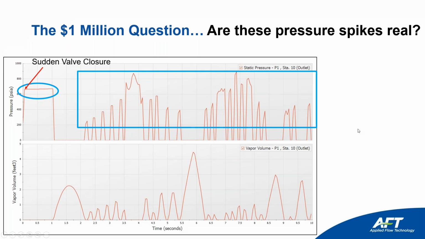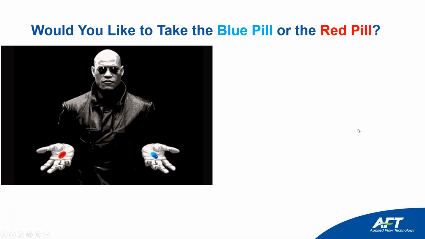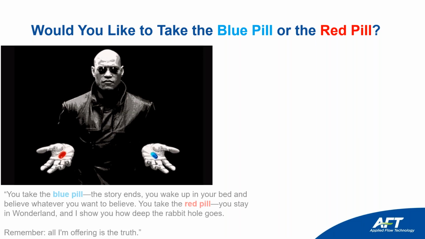Now, why is this important? Well, if you are a fan of the Matrix franchise, would you like to take the blue pill or the red pill? You take the blue pill, the story ends, you wake up in your bed and believe whatever you want to believe. If you take the red pill, you stay in Wonderland and I show you how deep the rabbit hole goes. Remember, all I'm offering is the truth.